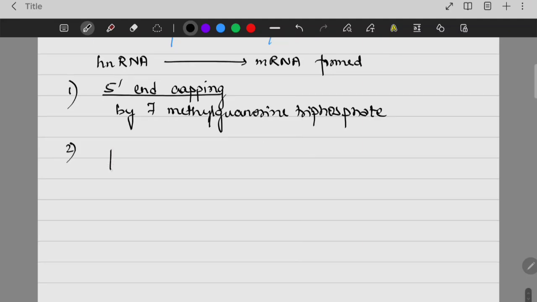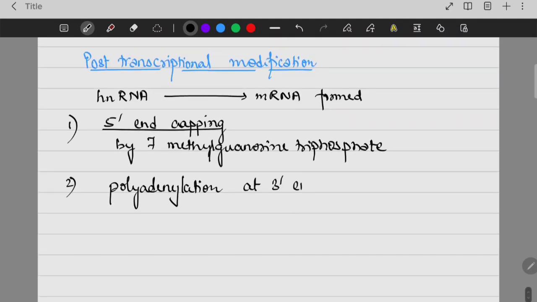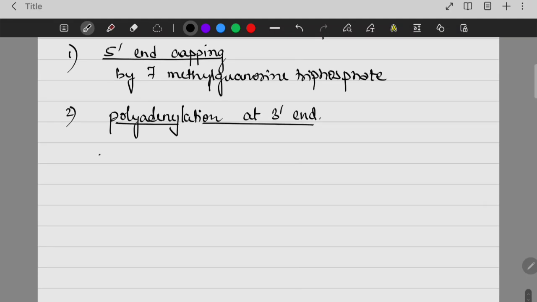Second one is the polyadenylation at the 3' end. Here, if I consider this mRNA at the 3' end, there are different polyadenyl chains present. The polyadenyl chain also helps in the stability at the 3' end.